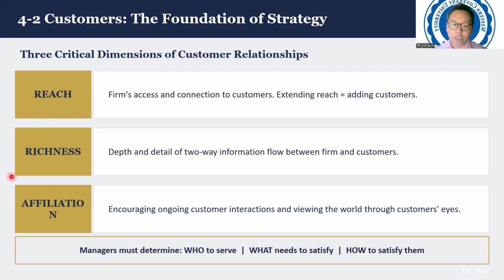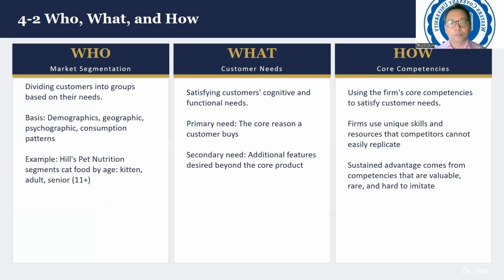Now, with these 3 dimensions in mind, every firm must answer 3 strategic questions. Who will we serve? What needs will we meet? And how will we meet them? So let's take each one. Let's go deeper into the 3 customer questions. Who, what, how? Who to serve? This is answered through market segmentation. Firms don't try to serve everyone the same way. They identify groups of customers with similar needs and build strategies around those groups.